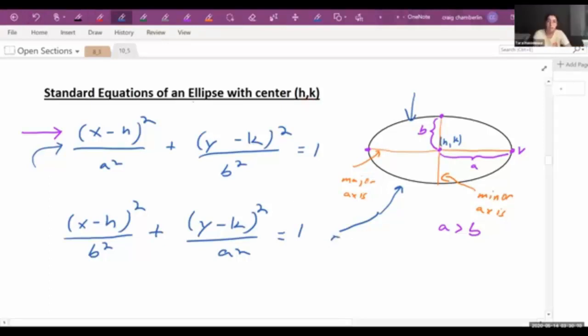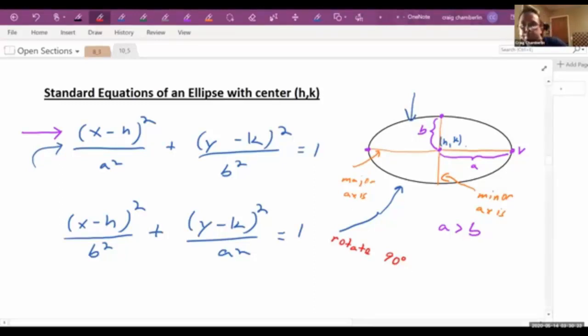Professor? Yep. Will this be on the final or is this just for Calc 3? I would not shy away from putting this on the final. It's something that I'm hoping most of you already kind of know. But all you need to know is how to graph the thing and put it in standard form if you need to. So you need to know how to complete the square.